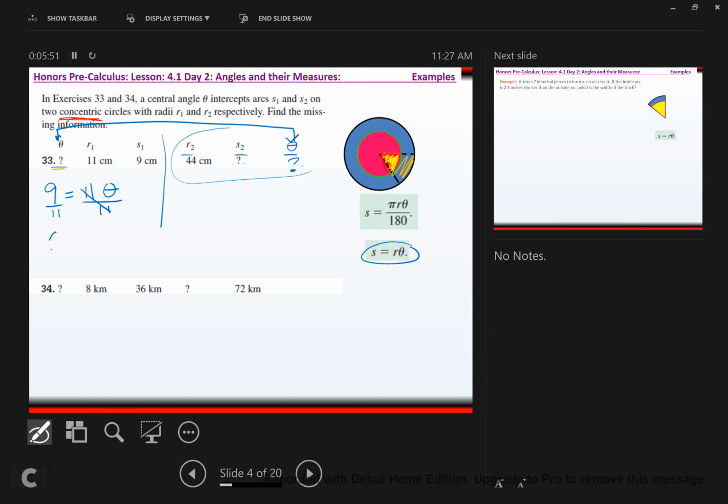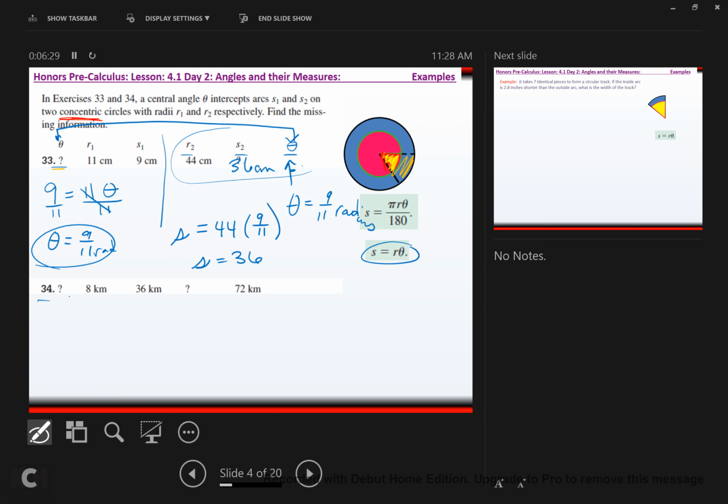And that's what theta is. Theta is 9/11 radians. You can turn it into decimal if you want to. That has to be the same thing over here. Theta is 9/11 radians. So now I only have one question mark, because now I know this. So now I can solve for the arc length of the second circle. Arc length, which is what I'm looking for, equals my radius, which is 44, times my theta, which is 9/11. Type that in and you get an arc length of 36 centimeters.